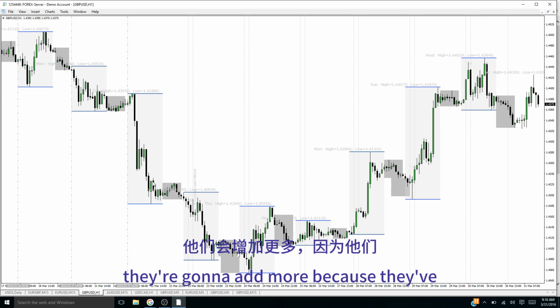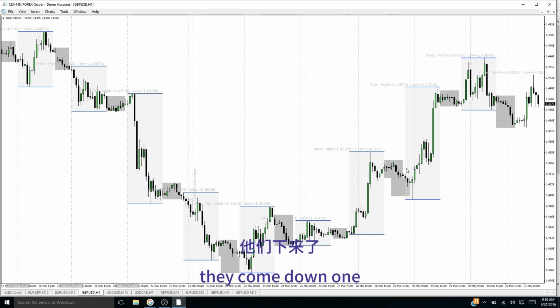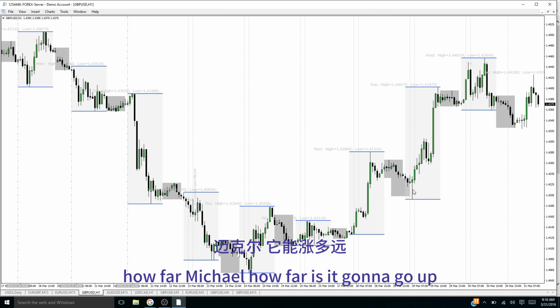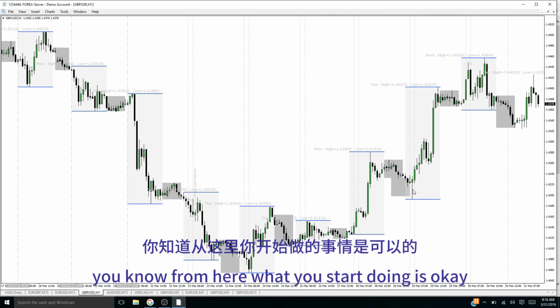So now what are they going to do? They're going to add more because they've returned to an area where they bought. They come down, one deviation down, time of day sensitive, London open. Range is going to do what? We're looking for the range to expand to the upside. How far, Michael? How far is it going to go up? How are you going to be able to call a daily high, from here?